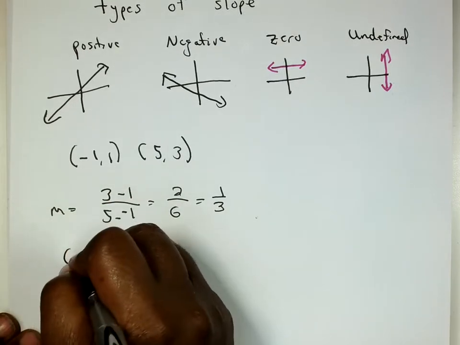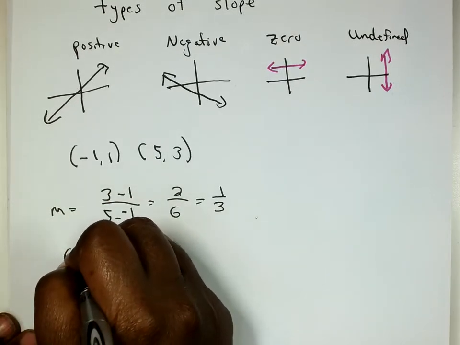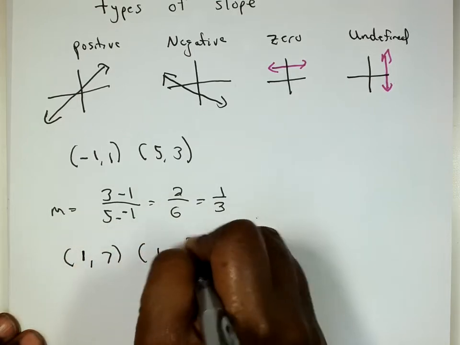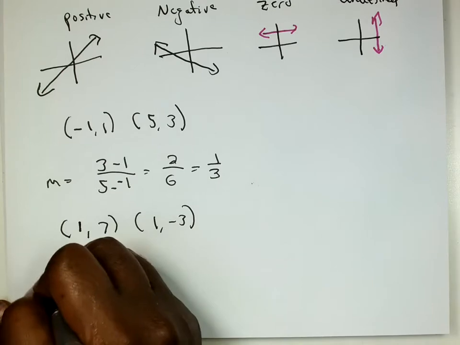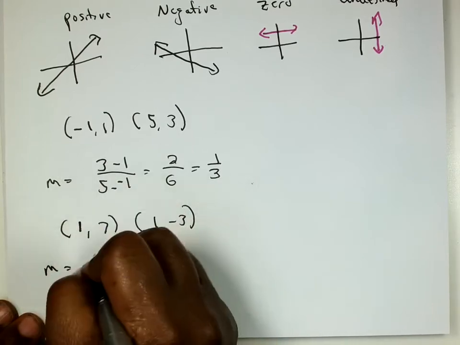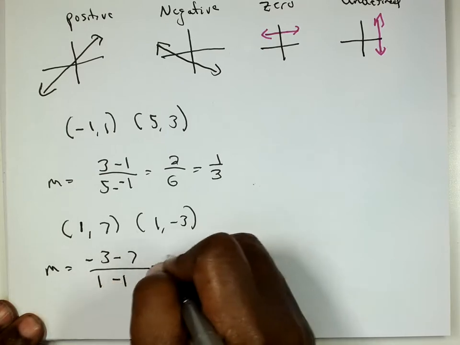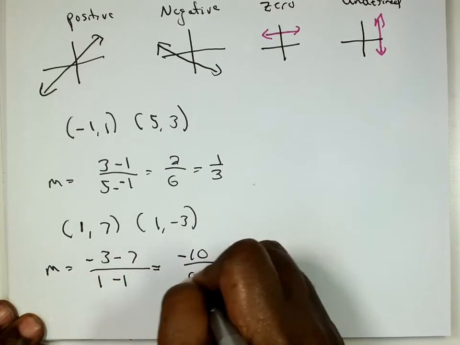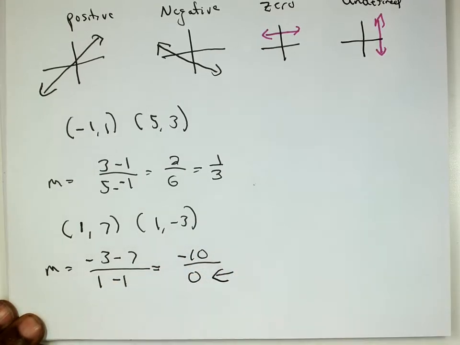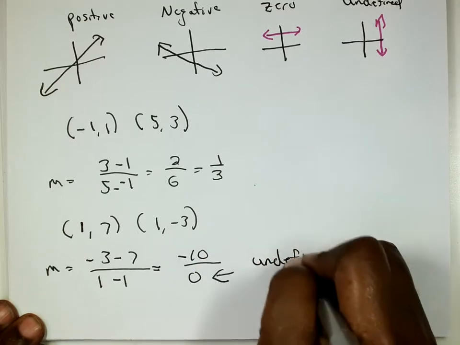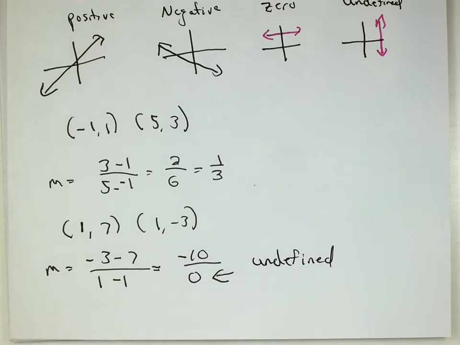And just one more. Let's do (1, 7) and (1, -3). If I want to find the slope of this, again on top, I'm going to do -3 minus 7. And on the bottom, I get 1 minus 1. So I get -10 over 0. And because we can't have division by 0, this slope is undefined.